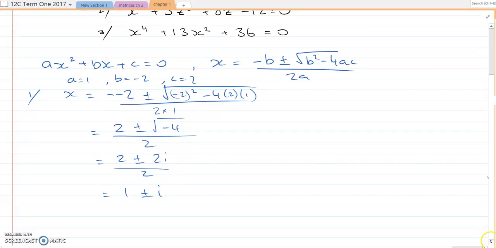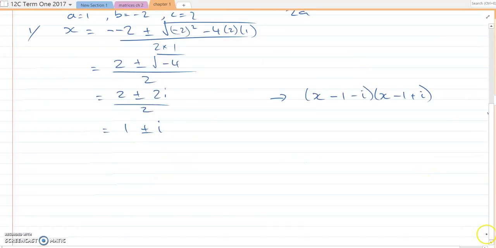So that can be easier than using complete the square. If you were to write this as factors, the two roots are 1 plus i and 1 minus i, so you'd have x minus 1 minus i times x minus 1 plus i. Those would be the factors if you wanted to factorize that. Alright, number 2.